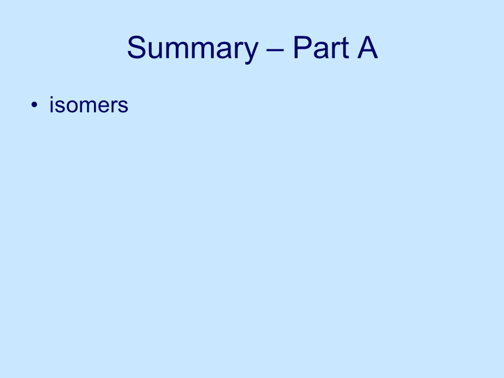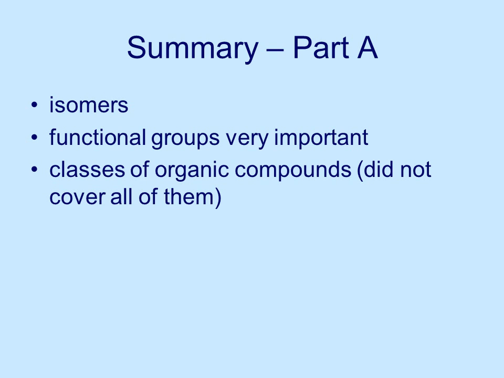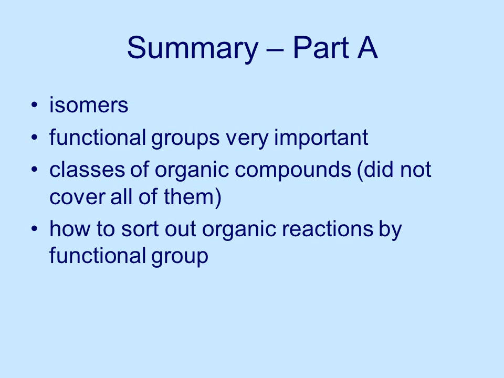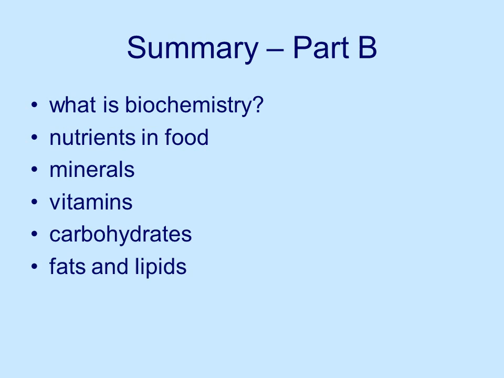Okay, we've talked about organic chemistry, we've talked about what isomers are, the importance of functional groups, the classes of organic compounds, we hit these very, very briefly, and how to sort out organic reactions by looking at the functional groups. In biochemistry, we discussed what biochemistry is, the nutrients that we find in food and their importance, the minerals, the vitamins, the carbohydrates, the fats, the lipids, and the steroids. All of these are important components in our diet. They all serve a variety of very complicated functions, and they're all very important for us.